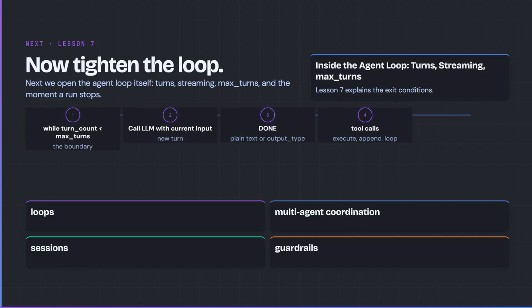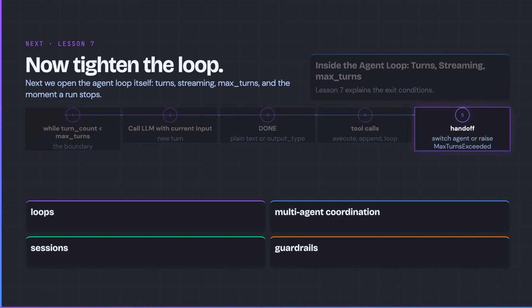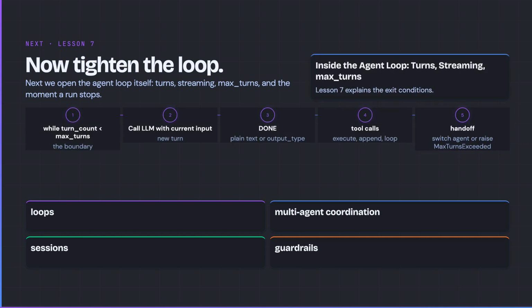When the model chooses tool calls, the SDK executes them, appends the results, and loops again. When a handoff happens, the SDK switches agent and continues. If the boundary is exceeded, MaxTurnsExceeded protects the run.